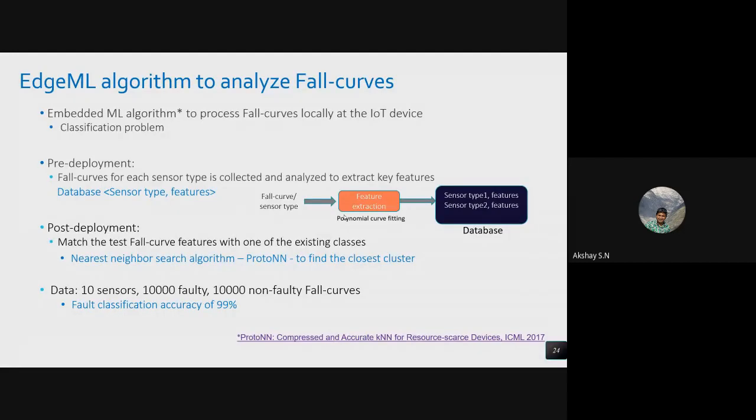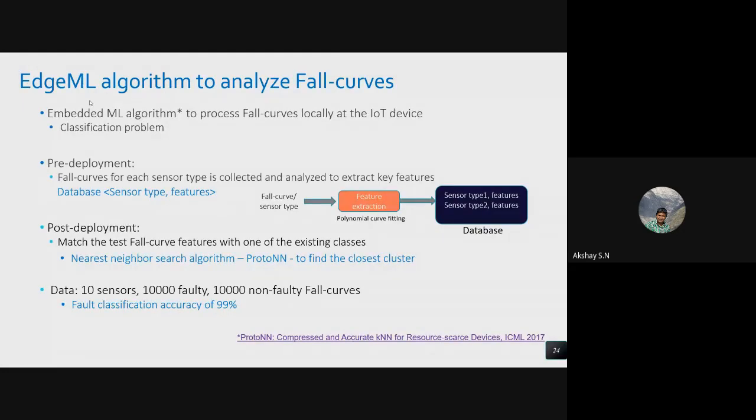The second question is, which tool did we use for this analysis? All the algorithms we have developed are open source. Specifically, there is a library we have released called EdgeML, which has both Python and C code variants. That's the code and the tool chain we have used.